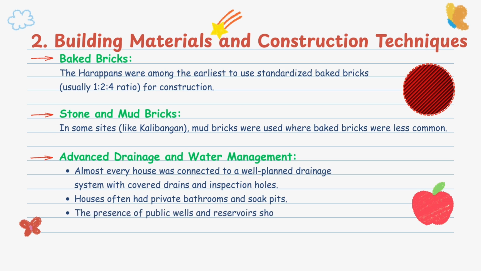Advanced drainage and water management. Almost every house was connected to a well-planned drainage system with covered drains and inspection holes. Houses often had private bathrooms and soak pits. The presence of public wells and reservoirs shows an advanced understanding of water management.